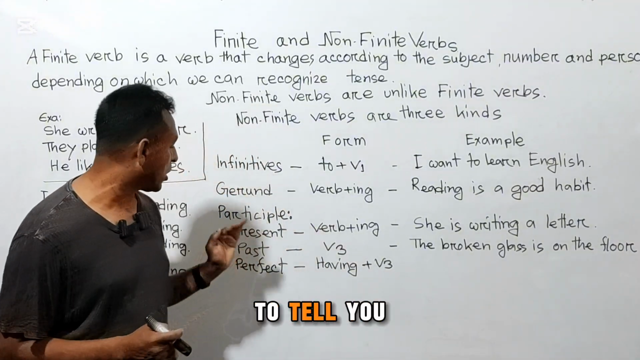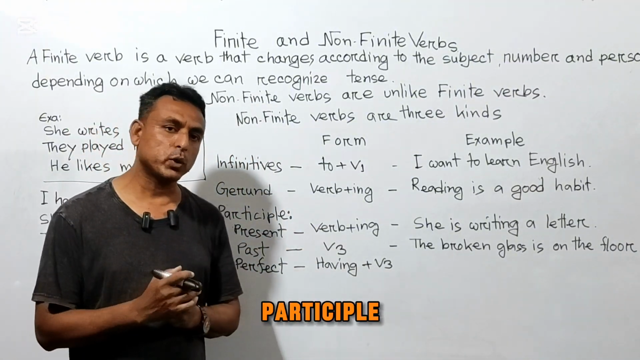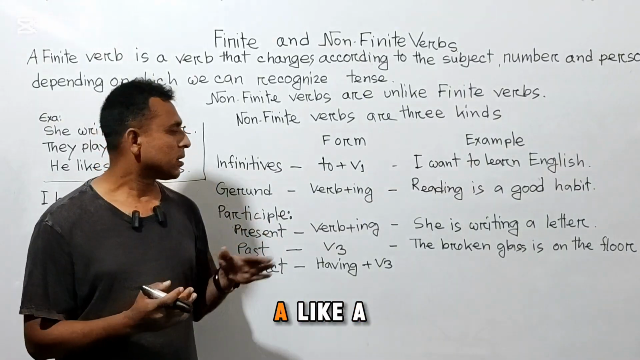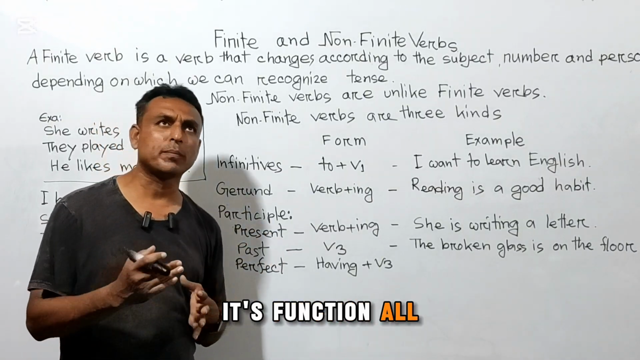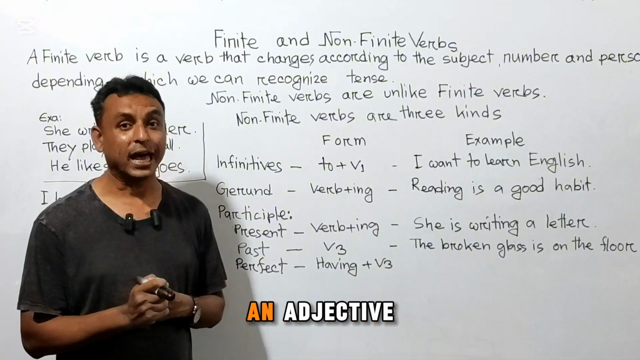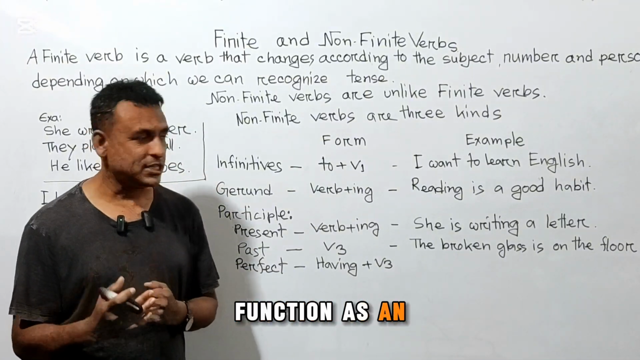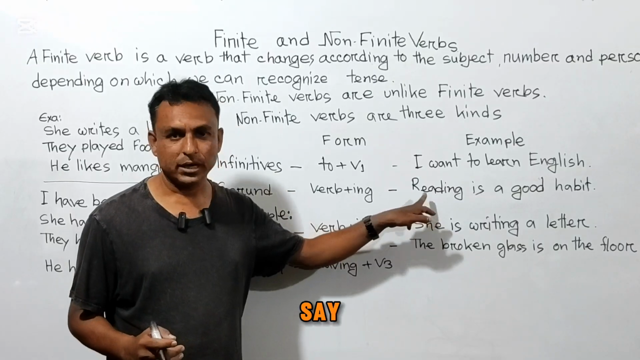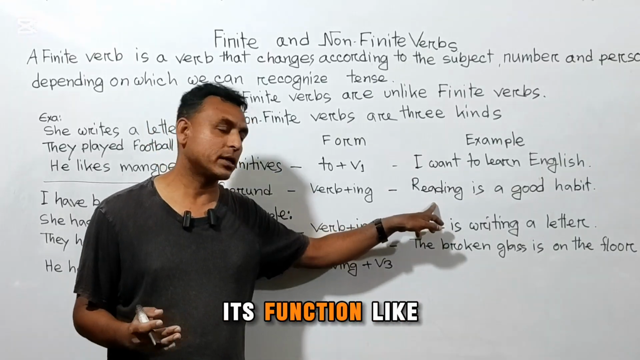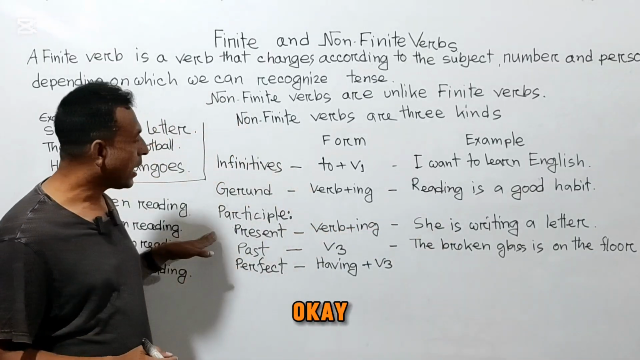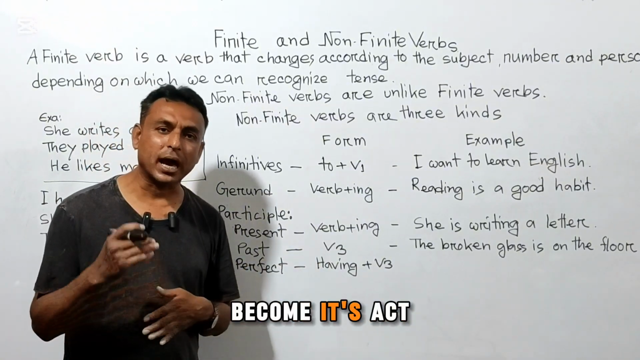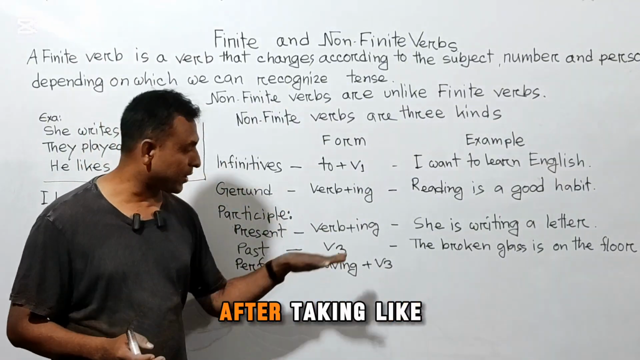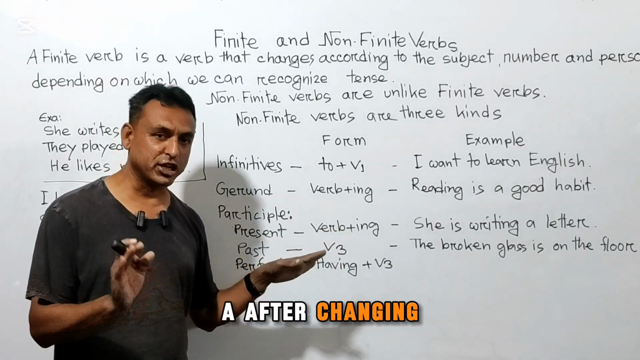Now I am going to tell you about the participle. All participles function as an adjective. Like a gerund functions as a noun. What did I say? It acts as a noun, or its function becomes a noun. And a participle acts as an adjective. It becomes an adjective after changing its form.